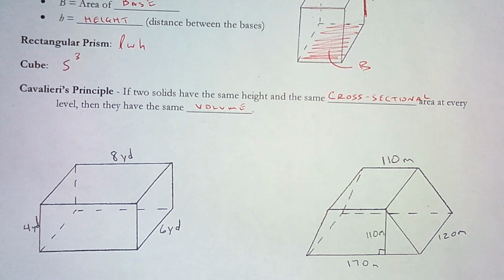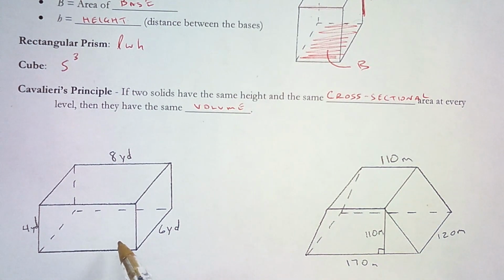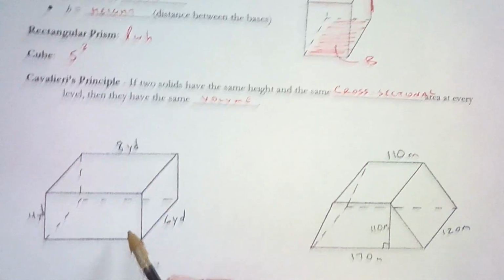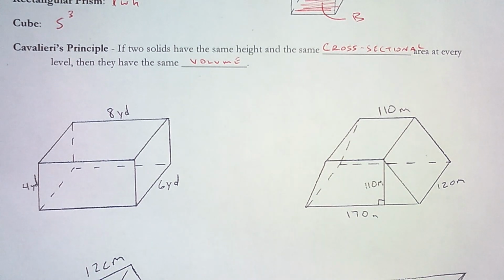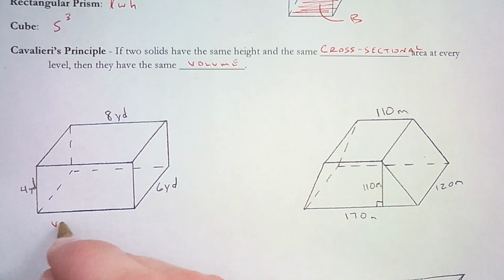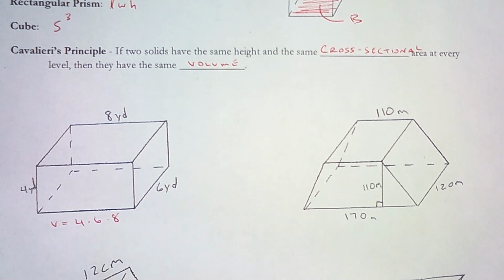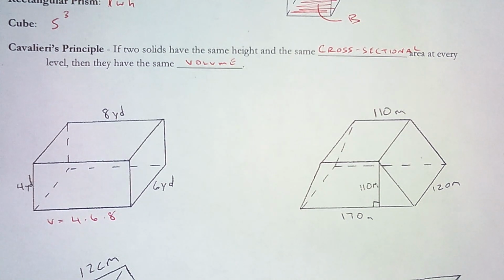So whether a prism is right or oblique, we can use the same formula to find the volume. So here we have a rectangular prism. Everything on it is a rectangle, so all we have to do in order to find the volume is length times width times height. That's 4 times 6 times 8. The order does not matter because we're just multiplying. Multiplication is commutative, so the order here does not matter.